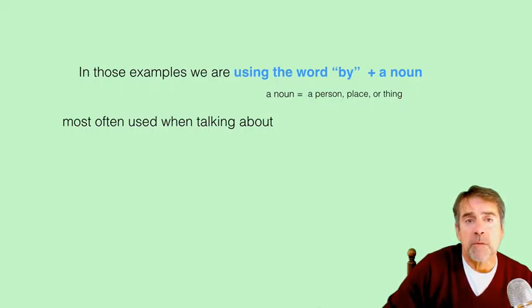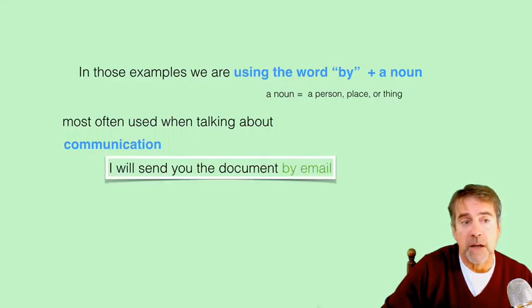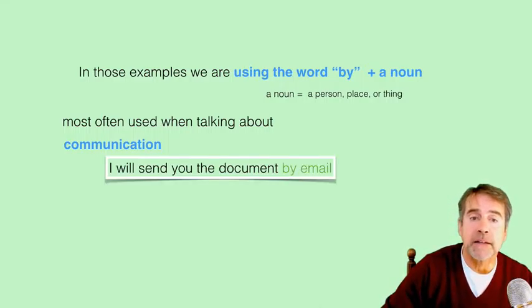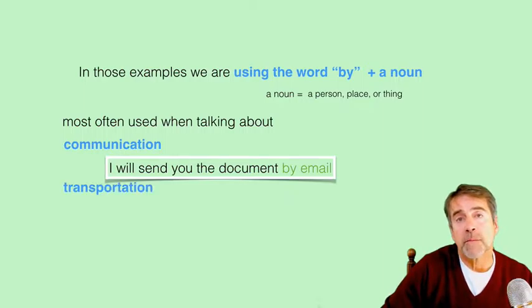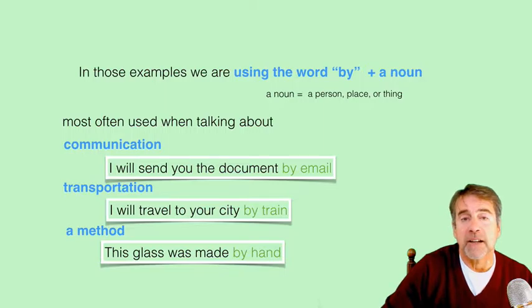So this form of the word by is most often used when we're talking about communication. For example, I will send you the document by email. Or we're talking about transportation. I will travel to your city by train. Or we're talking about a method. This glass was made by hand. It was not made by a machine. It was made by hand.